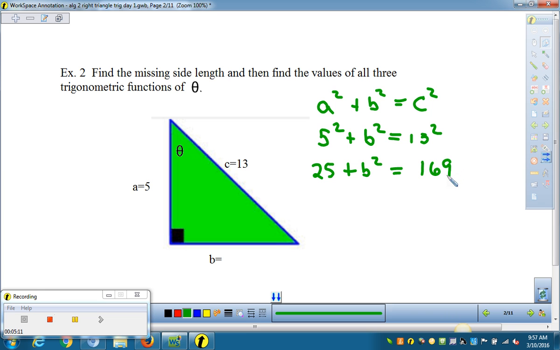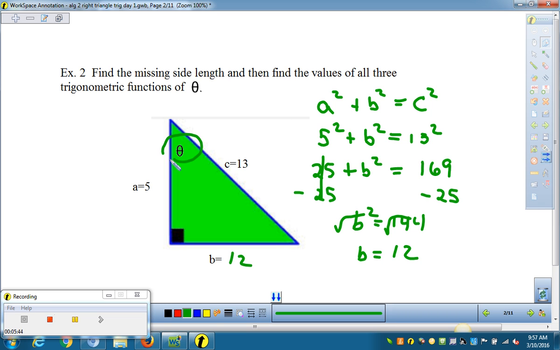Now what? Subtract 25. And I've got b squared equals 144. Take the square root of each side. And we'll get b equals plus or minus 12, but the negative doesn't make sense in the problem, so b equals 12. All right. Notice now my theta is up in the upper acute angle up here. So we still want sine of theta, cosine of theta, and tangent of theta.